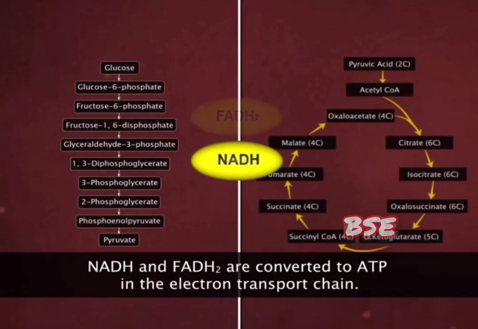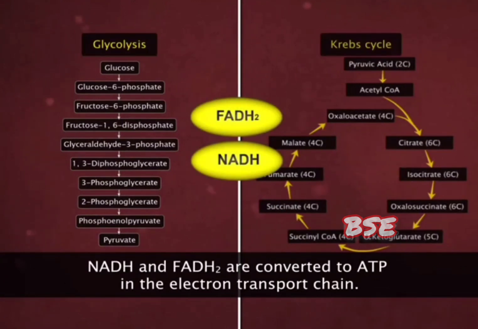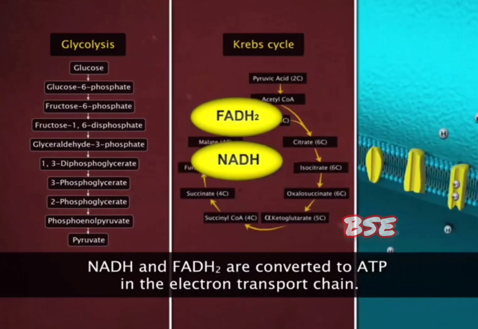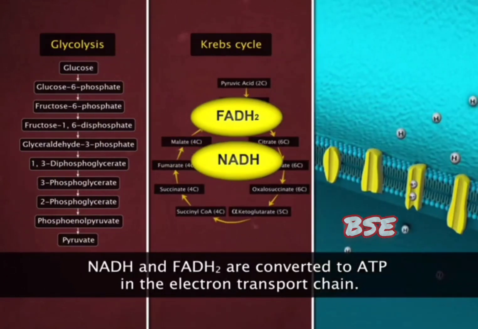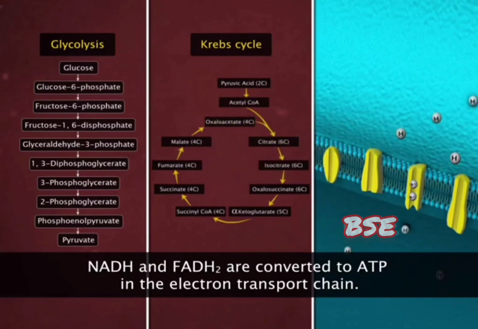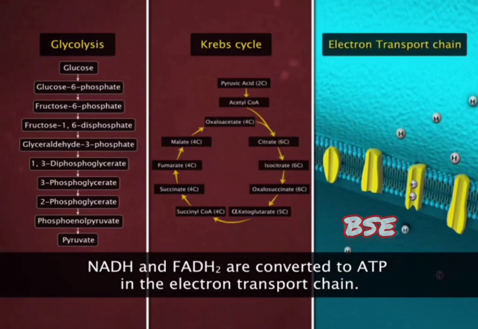The NADH and FADH2 molecules produced during glycolysis and the Krebs cycle need to be converted to ATP so that the cell can utilize the energy stored in them. This conversion is called oxidative phosphorylation. It occurs during the 3rd stage of respiration, which we call the electron transport chain, or ETC.